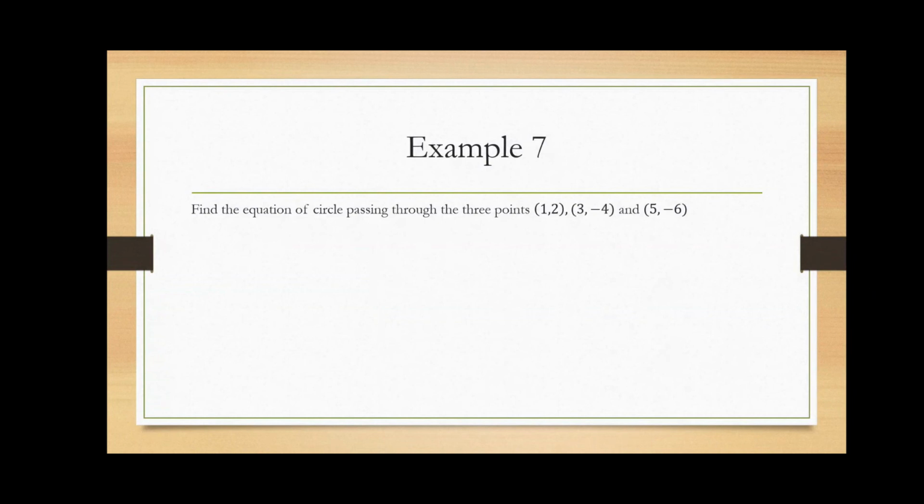So the idea is all the same. Let us consider the equation of the circle in the general form, something like this. And then we know that these 3 points are on the circle. So let us put the points in the equation of the circle one by one, and let me find those 3 equations.